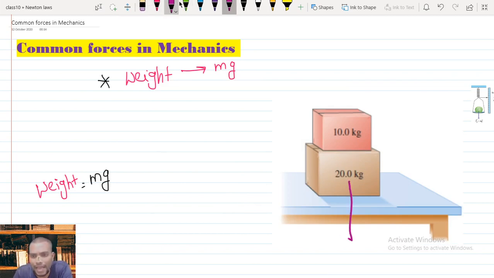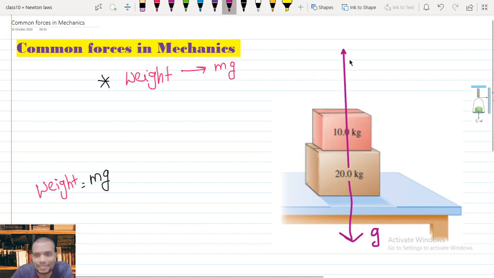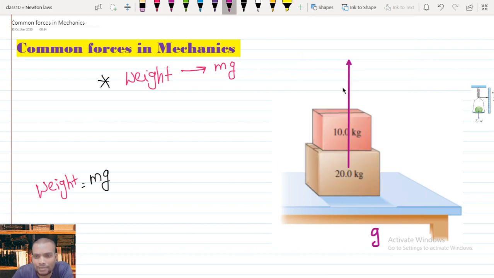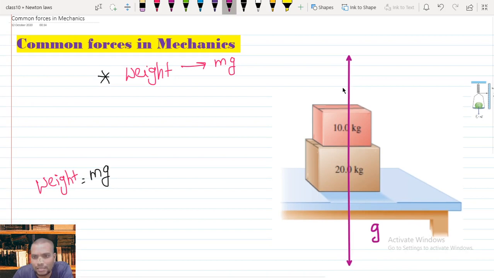Now if a force is acting in the downward direction and this object is at rest, there is some other force which should balance it, with the same magnitude but opposite in direction. So we know that in the downward direction, the force which is acting, this is the gravity. The gravity causes a force which is known as weight. So here the weight W is a force which is acting in the downward direction.